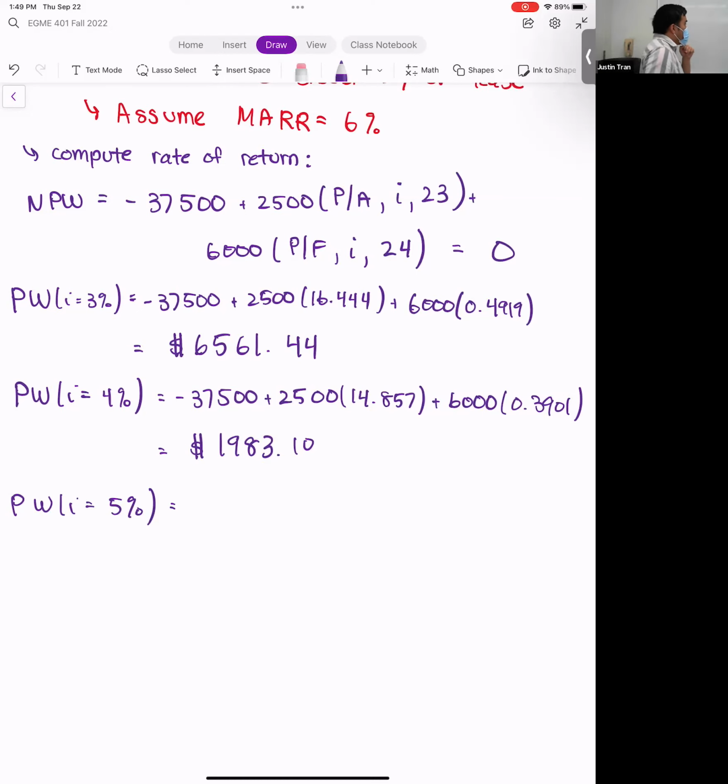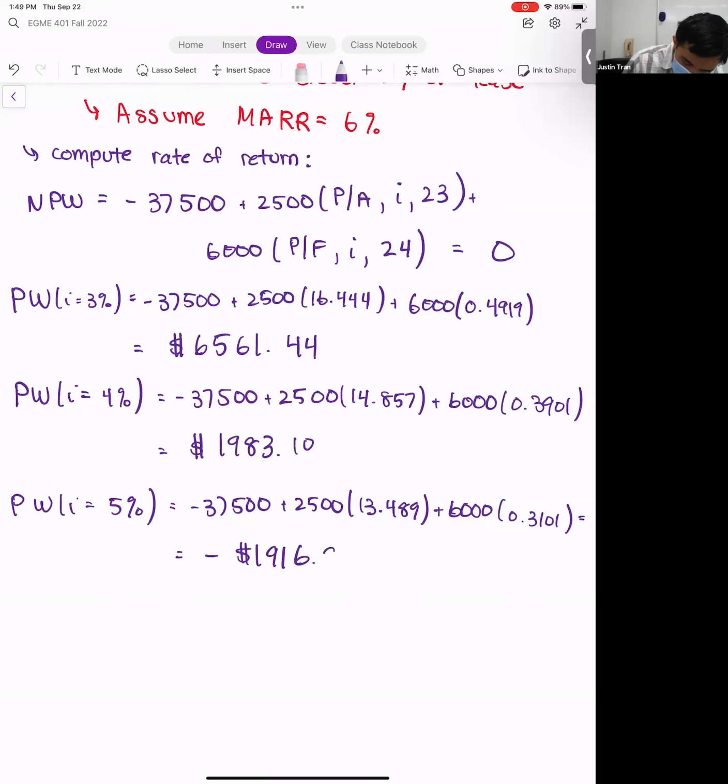Okay, so let's go up one more. Let's go from 4% to 5% and see if we cross 0 in this case. So we have minus 37,500 plus 2,500 times 13.489, plus 6,000 times 0.310. We punch this in and we get minus $1,916.90.